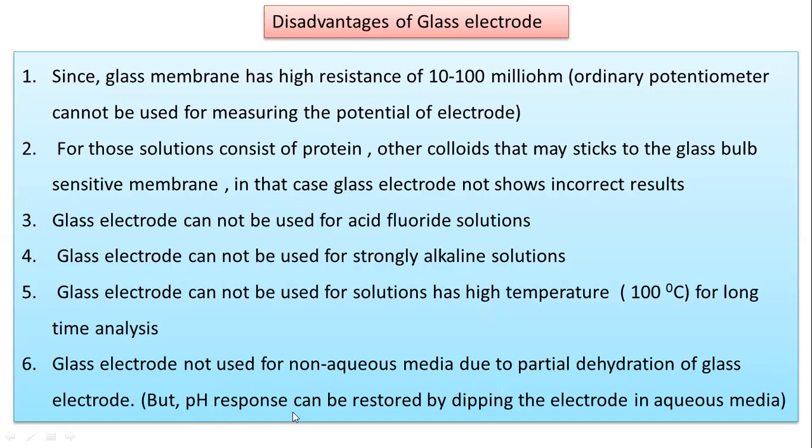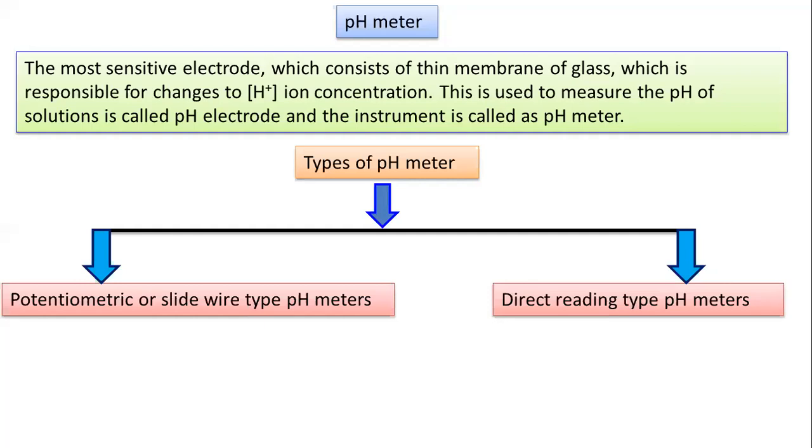But the pH response can be restored by dipping the electrode into the aqueous media. If you have to measure the pH for non-aqueous media, then one has to dip the pH electrode into the aqueous media so that it may show the accurate pH for the non-aqueous medium also.